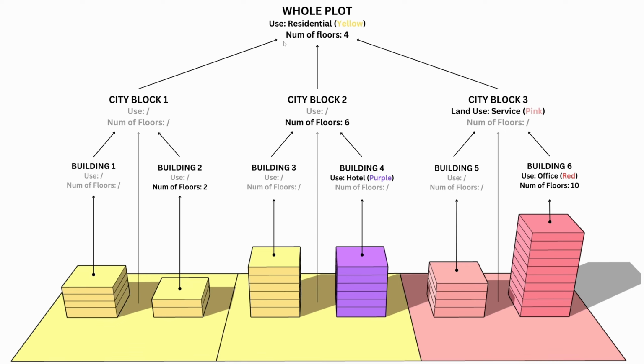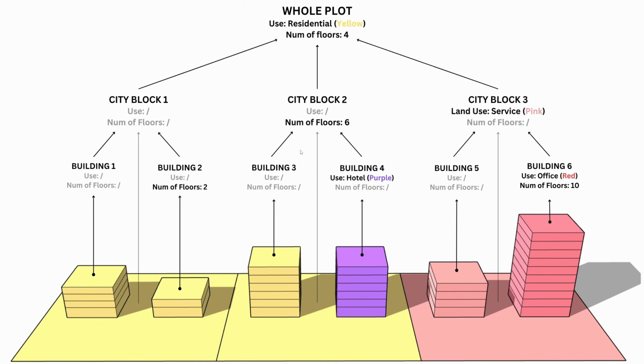The hierarchy works using a bottom-up approach, which means that the parameters that are set on the bottom of the hierarchy, which are, in our case, buildings, override the parameters that are set by higher levels in the hierarchy, which are firstly city blocks, and then the whole plot, which is the highest level in the hierarchy. The forward slashes in the picture represent parameters that are not set at that level, thus they inherit parameters from above.